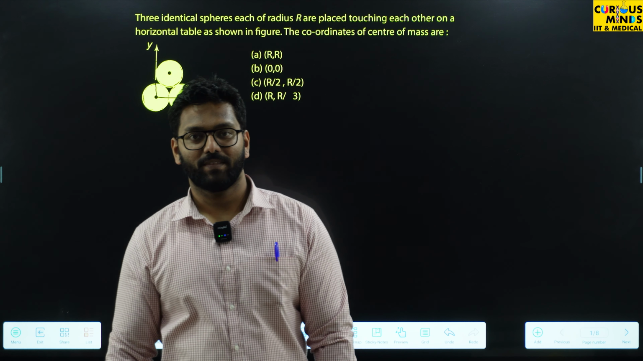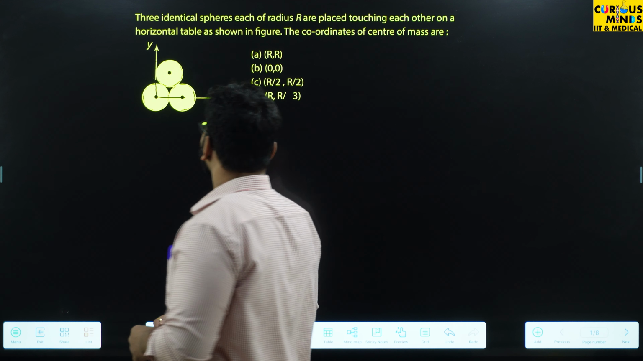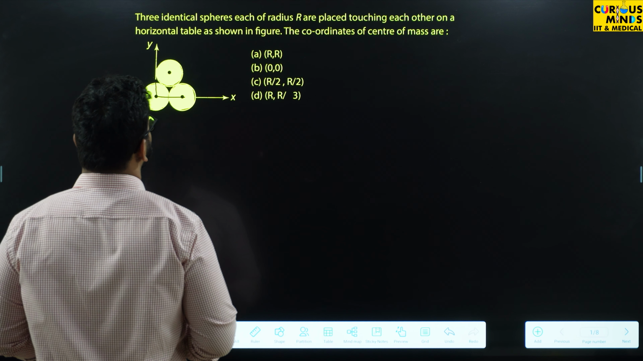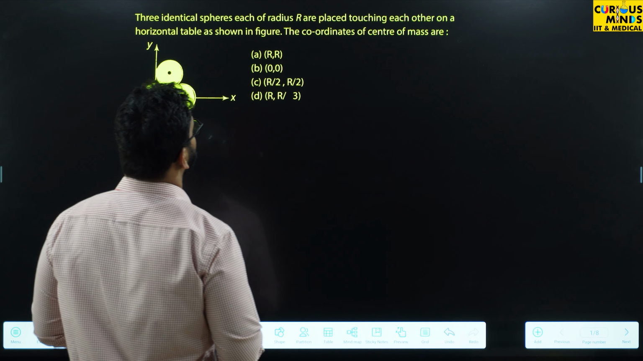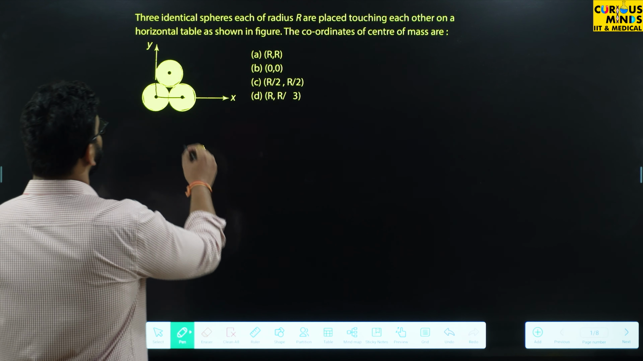In this video, we are going to solve questions on location of center of mass from the module. Let's look at this question. Three identical spheres, each of radius r, are placed touching each other on a horizontal table. This is a horizontal table and these three spheres are touching each other. The coordinates of center of mass are. How will you find out the coordinates of center of mass?